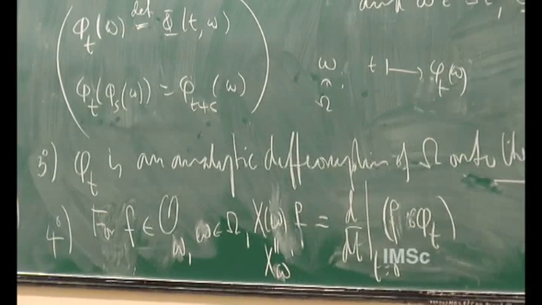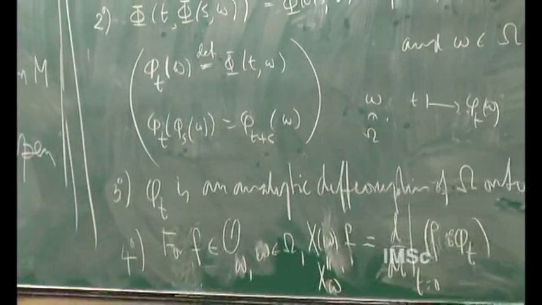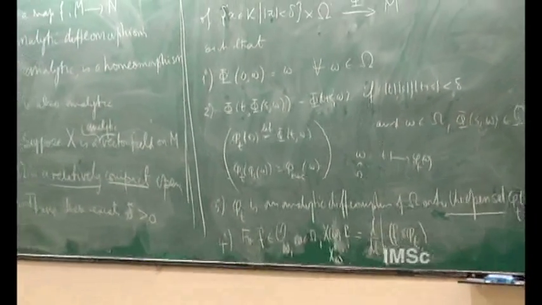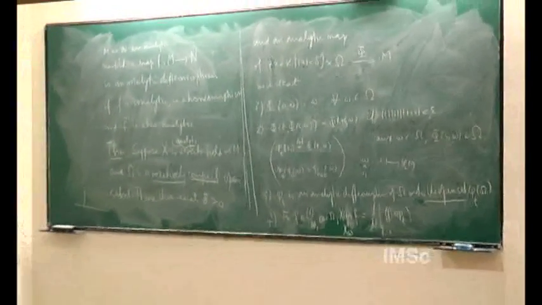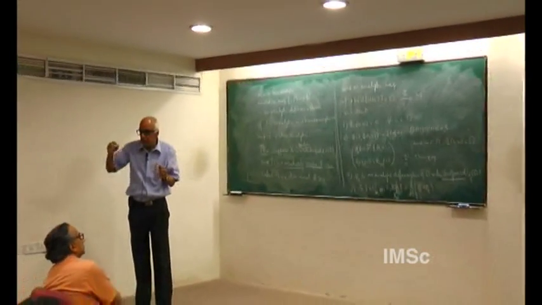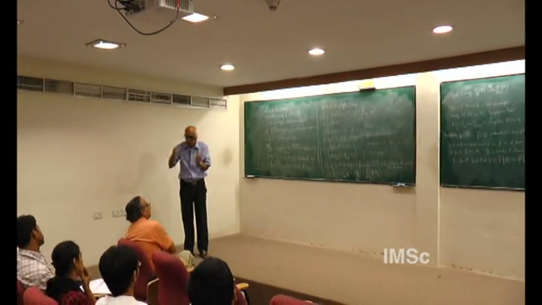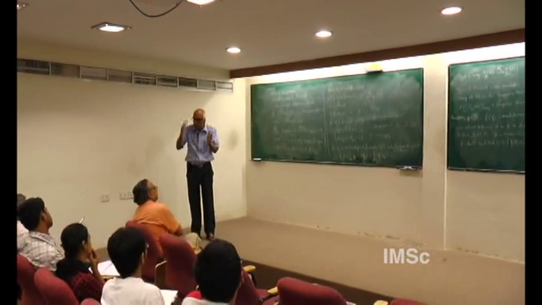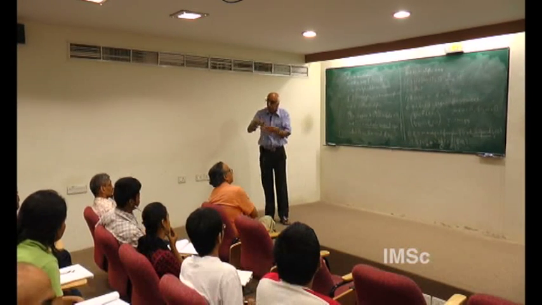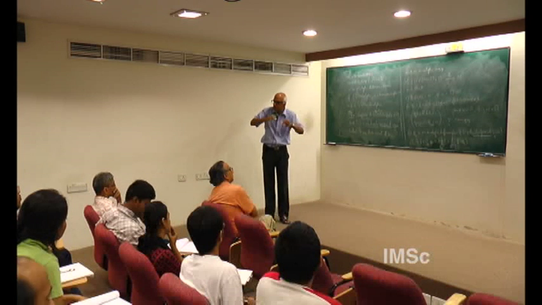Suppose manifold M is compact. Then the phi t will be defined for all points in M for fixed mod t less than delta. But once it's defined for mod t less than delta, you can, in the real case, extend it to all t by simply composing. If you want phi t between delta and 2 delta, you can take phi delta composed with something between 0 and delta, and then you end up in something between 2 delta. So you can repeat this and get it defined for all t.